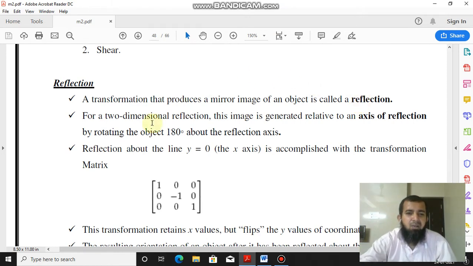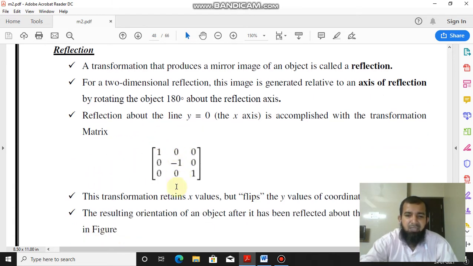For a two-dimensional reflection, this image is generated relative to an axis of reflection by rotating the object 180 degrees about the reflection axis. We can reflect in the x direction as well as in the y direction. Reflection about the line y equal to 0, meaning the x-axis, is accomplished with the transformation matrix.